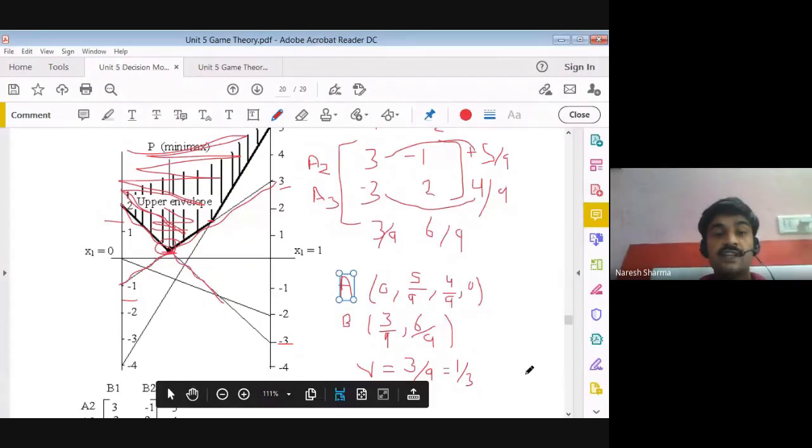So hope you understand the graphical method also, for the row wise and column wise we discussed.